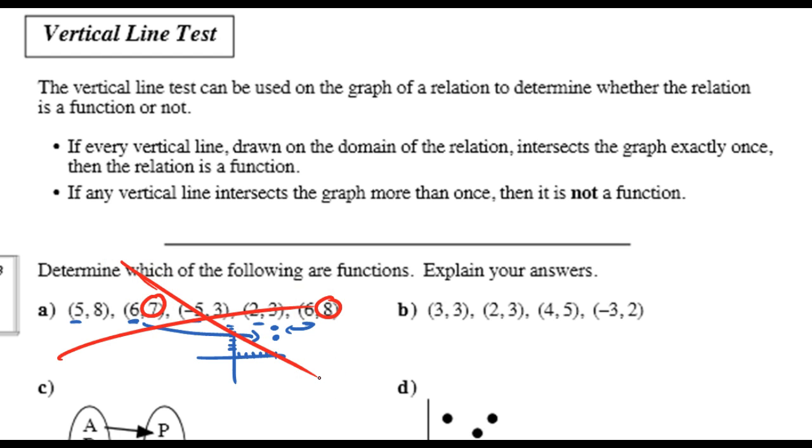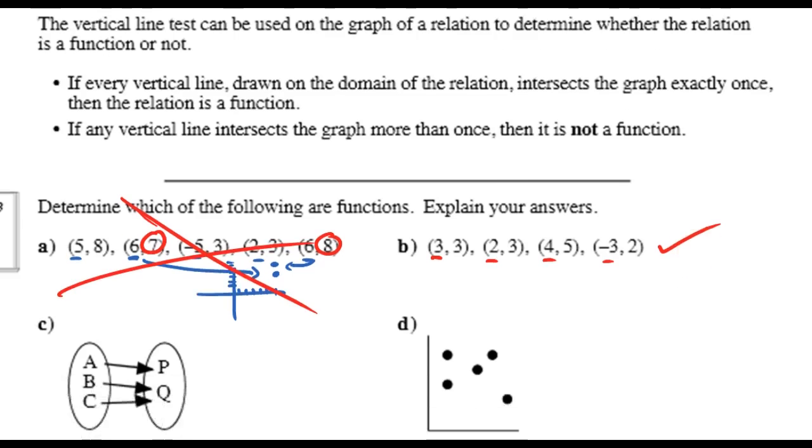Okay. All right, let's look at the next one. I have 3 as an input, 2, 4, and -3. And because they don't repeat, this is going to be a function because I'm not violating the rule of multiple outputs for each input. All right, let's keep going down and checking out.